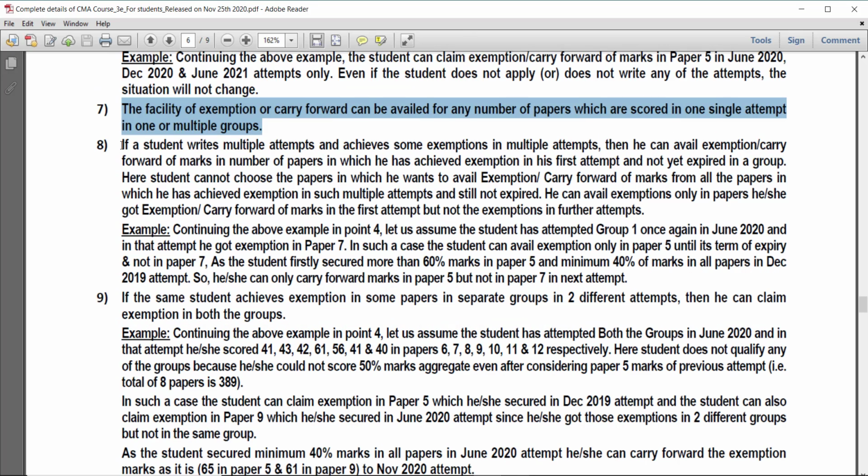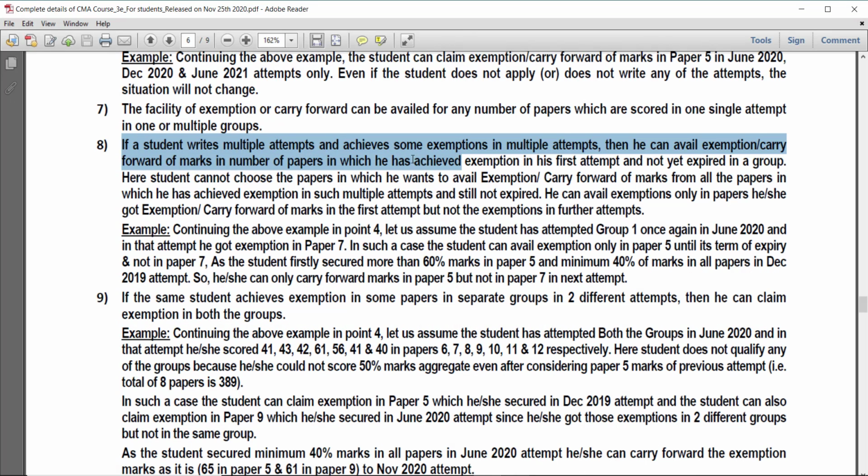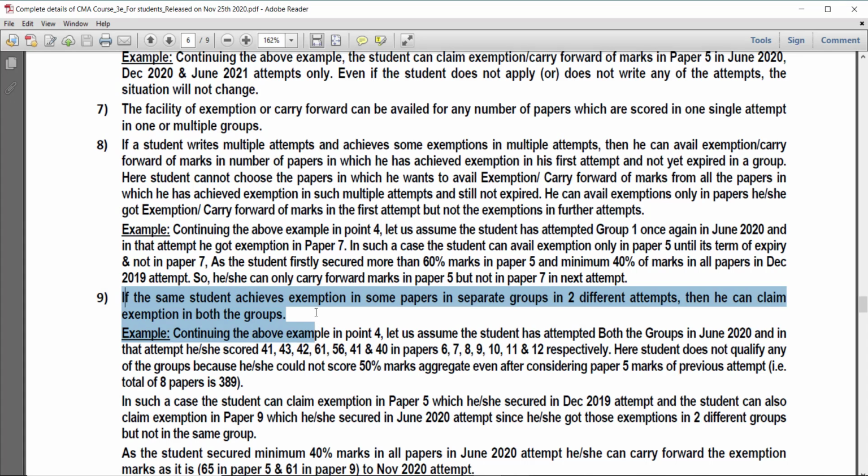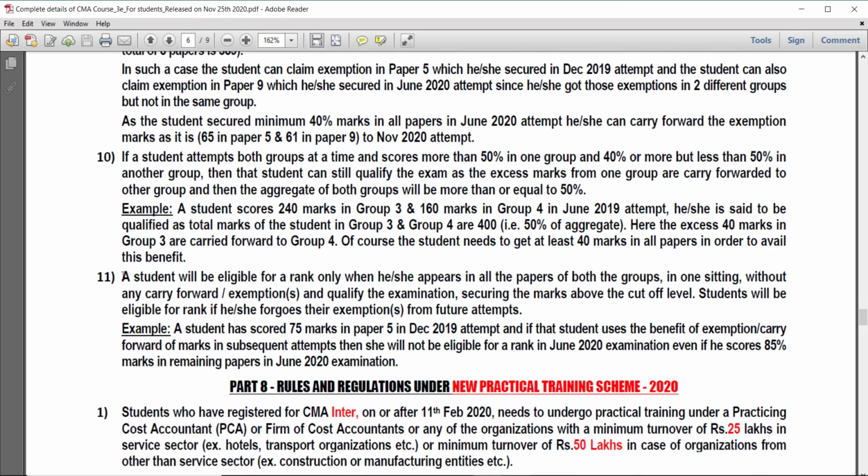If a student writes multiple attempts and achieves some exemption in multiple attempts, then he can avail exemption or carry forward of marks in the number of papers in which he has achieved exemption in his first attempt and which has not yet expired in a group. If the same student achieves exemption in some papers in separate groups in 2 different attempts, then he can claim exemption in both the groups.